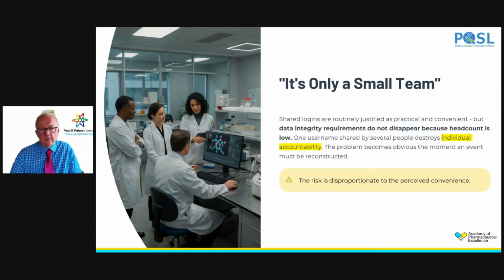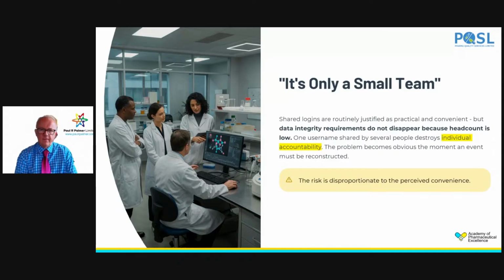The excuses. Well, it's only a small team. Shared logins are routinely justified as practical and convenient. But data integrity requirements don't disappear just because your headcount is low. The only username shared by several people destroys individual accountability with one username. The problem becomes obvious the moment an event has to be reconstructed. Well, who did this activity? Oh, well, we don't know because we've only got one user ID and 6 different people were doing the testing that day.